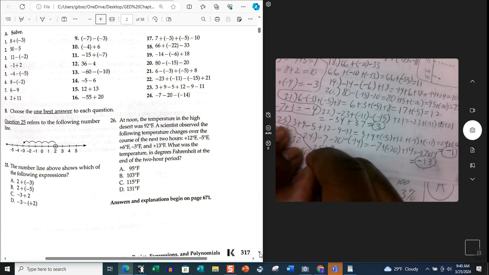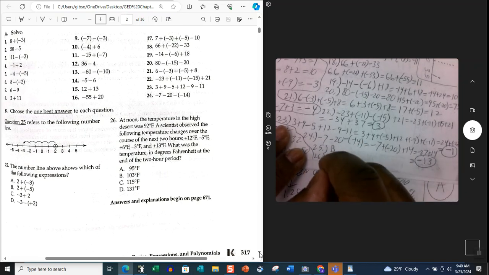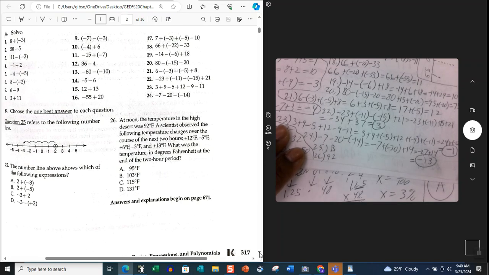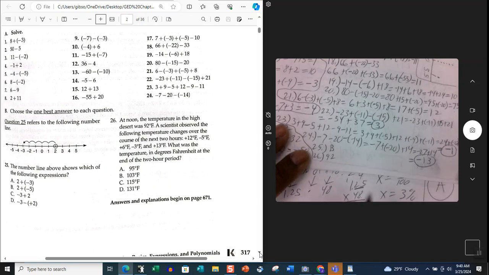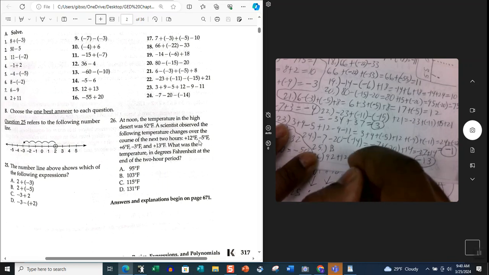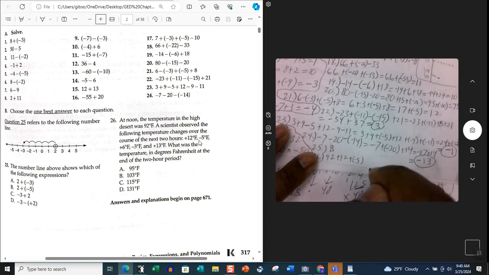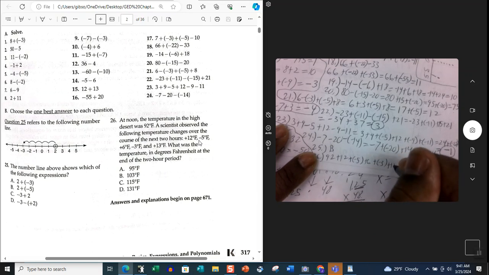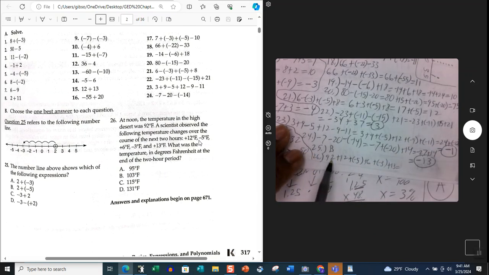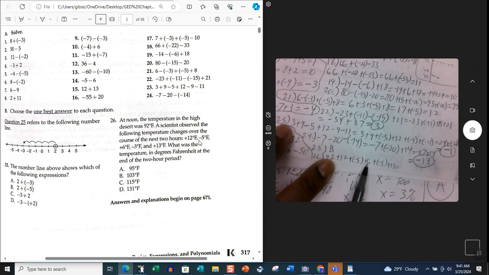Okay, so with problem 26, they made it a long one. We started out with 92. Now listen, I'm not going to write the degrees Fahrenheit until we're done with the problem. So we had 92 plus 12. Then I'm going to put plus a negative 5, and then plus 6, plus a negative 3, and then plus 13. Now we combine the like values. 92 and 12 is 104, plus 6 is 110, plus 13 is 123.